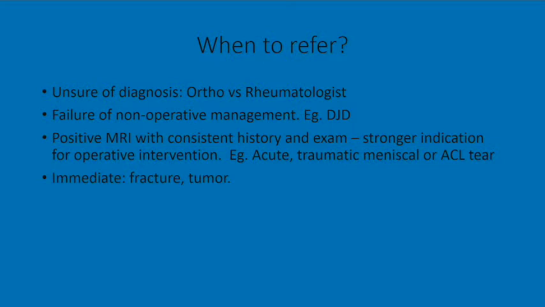And when to refer: unsure of a diagnosis. Look, if it's long-standing systemic manifestations or whatever, rheumatology is the way to go. Failure of non-operative management: you've done everything we discussed for degenerative joint disease and you need something done surgically, please send them. Positive MRI with consistent history and exam is a much stronger indication for operative intervention. For example, an acute flipped meniscal fragment or a bucket handle tear.